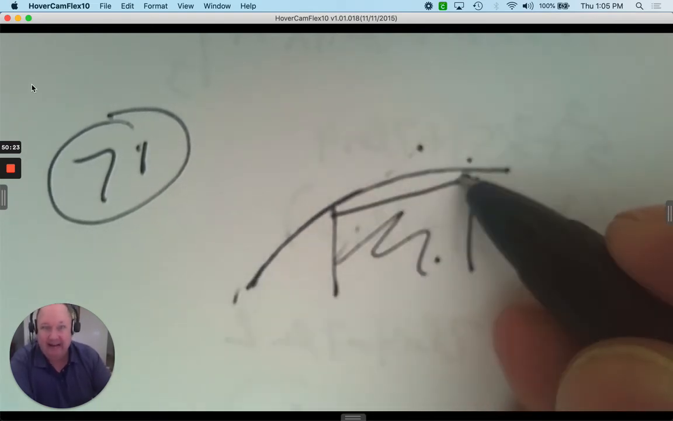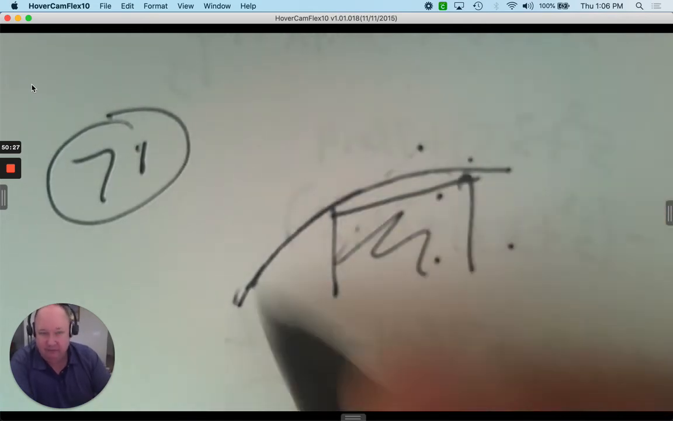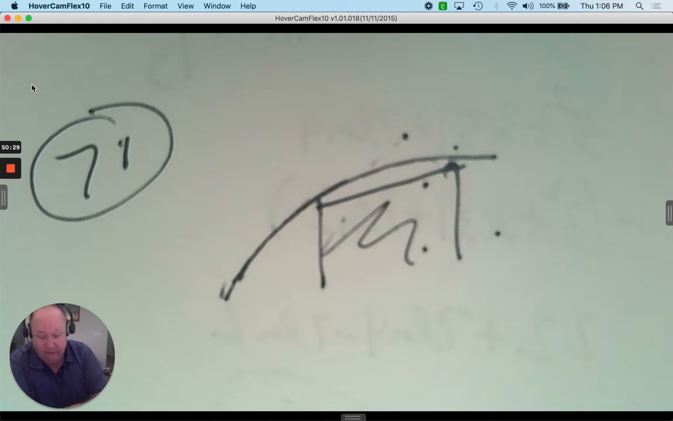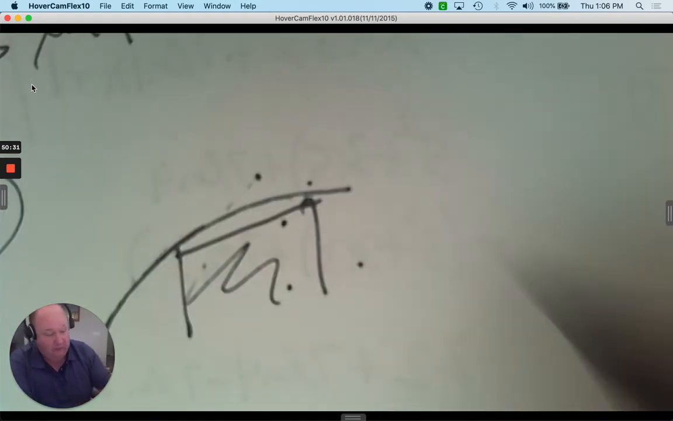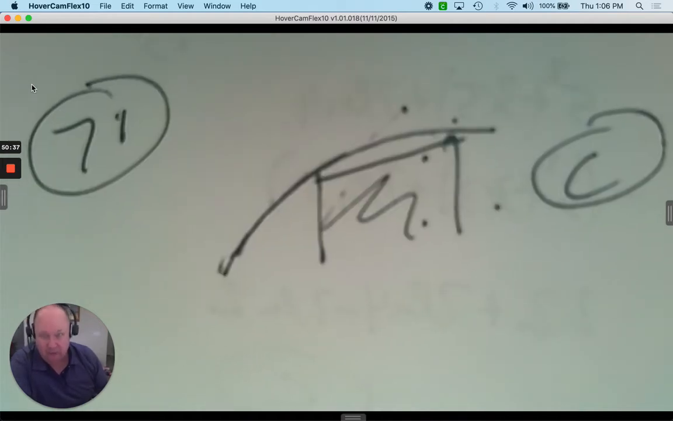It's concavity for the trapezoidal rule. So concave down means it's an underestimate. So therefore for 71, the answer is C. It's an underestimate because it's concave down, with the correct reasoning.